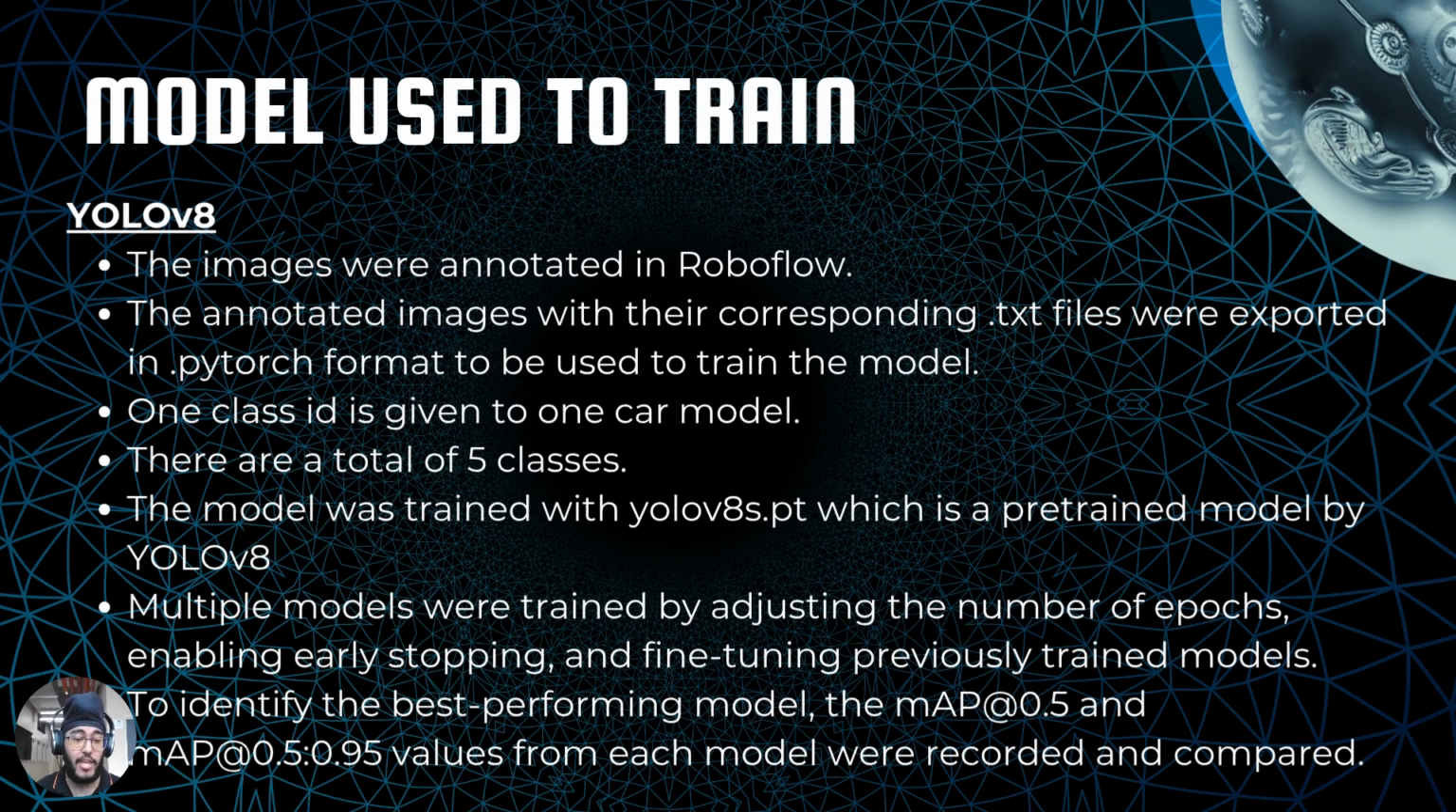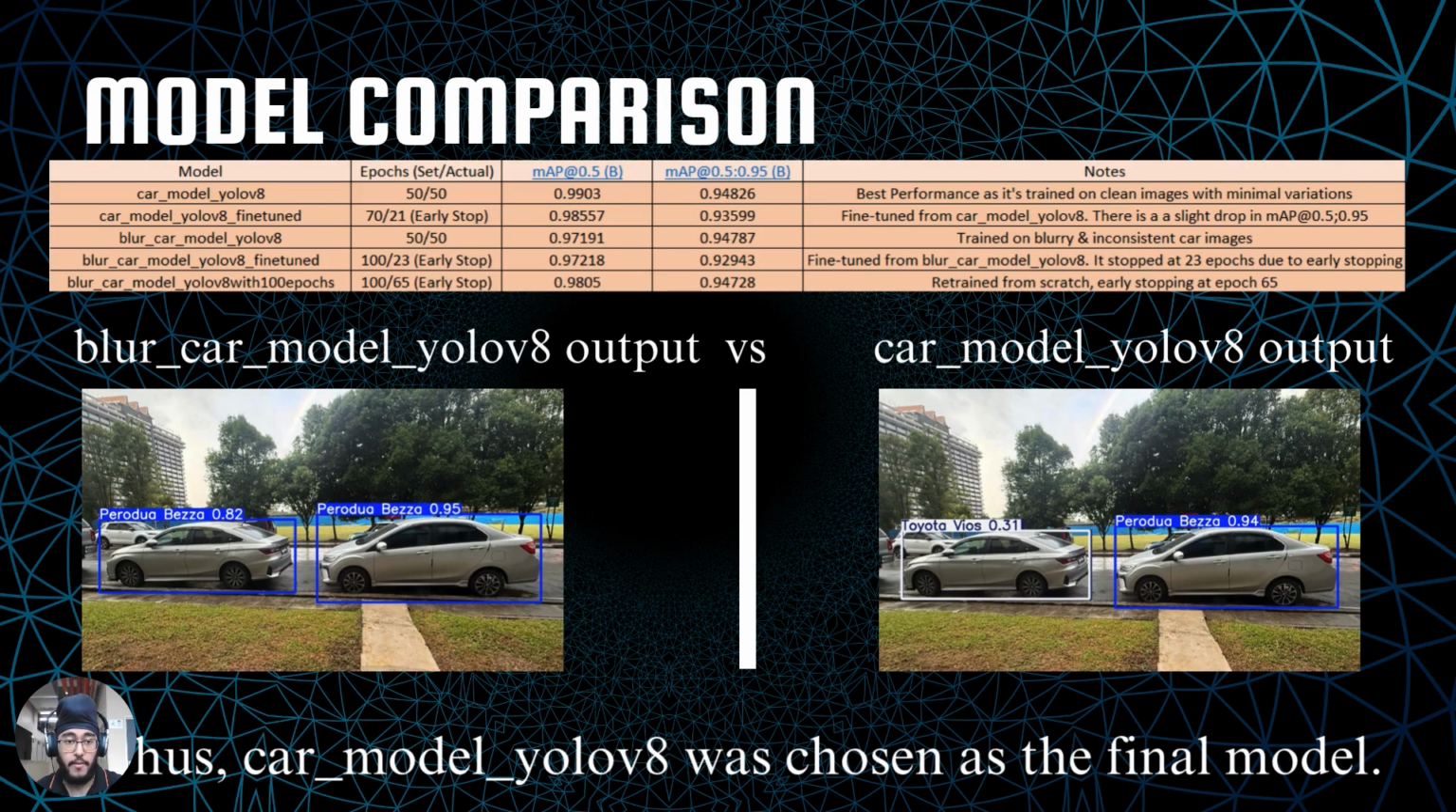The model was first trained with YOLO V8s.pt, which is a pre-trained model by YOLO V8. Multiple models were trained by adjusting the number of epochs, enabling early stopping and fine-tuning previously trained models. To identify the best performing model out of 5 models, the mAP at 0.5 and mAP at 0.95 values from each model were recorded and compared.